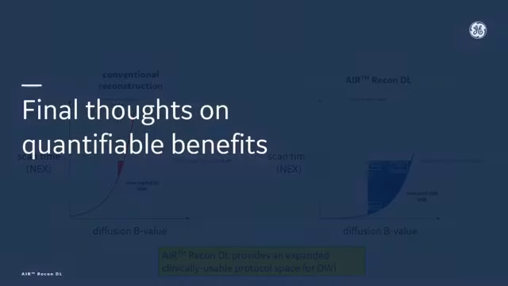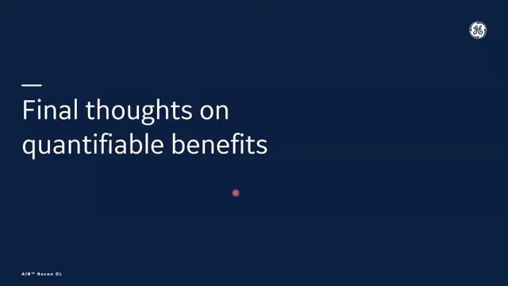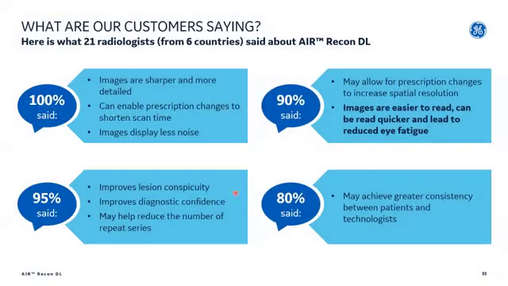I gave you a good quick look at how SNR varies with AIR Recon DL, and how it had benefits for spatial resolution. I'll leave you with some things that we want to follow up, and maybe if you're interested in a study, maybe we should talk. But one thing that we know is true, but have yet to really quantify, is how the images are easier to read. How can they be read quicker and result in less eye fatigue?